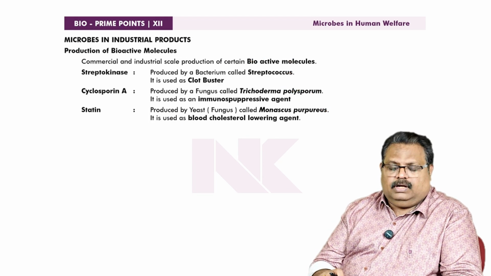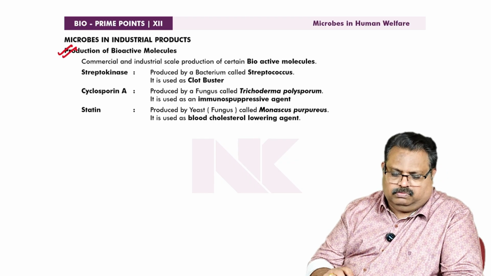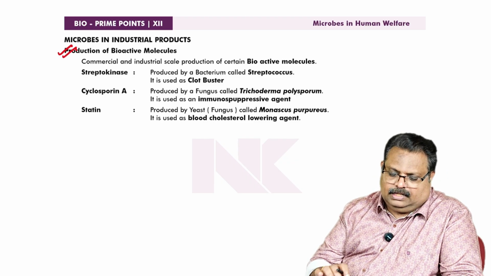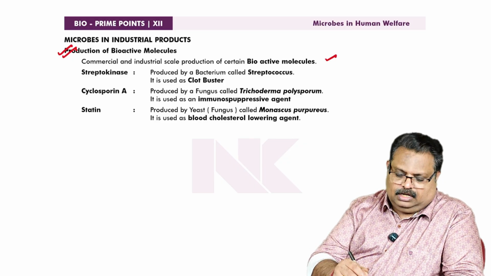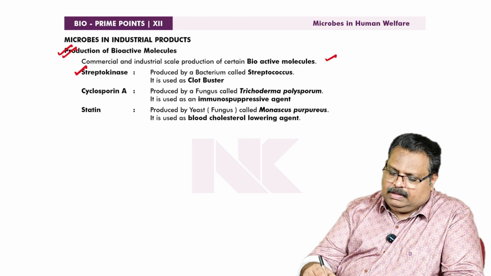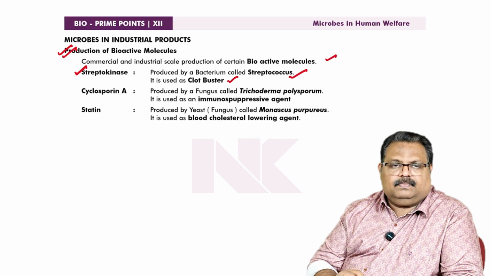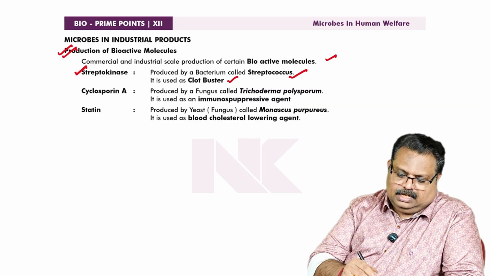Then another very important aspect is the production of some bioactive molecules from microbes. 3 important bioactive molecules are there. They are the commercial and industrial scale production of bioactive molecules. First one, streptokinase. It is produced by the bacterium called Streptococcus. It is used as a clot buster to remove the clots present inside the blood vessels.